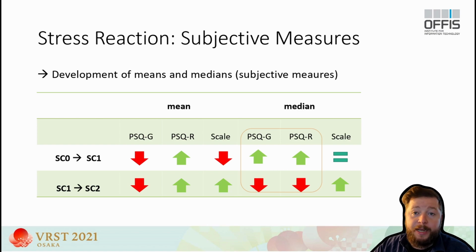At the same time, the median of both the general and the requirement scales of the PSQ imply an increasing stress from SC0 to SC1 and a decrease from SC1 to SC2. The median of the Likert scale does not change from SC0 to SC1, but rises from SC1 to SC2. There is no clear development in the stress level according to the Likert scale. Nevertheless, our data indicates successful yet differently intense stress induction in each scenario, and thus we accept H1.